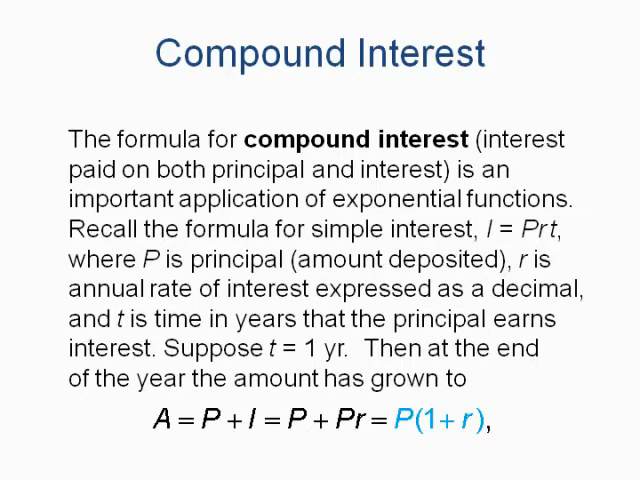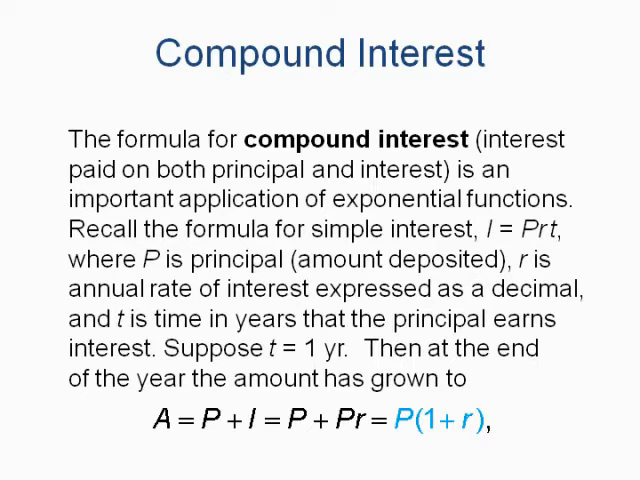Recall the formula for simple interest. If you remember in a lot of your math courses before this, I equals PRT, P times R times T, where P is the principal, the amount deposited, R is the annual rate of interest, of course expressed as a decimal. They'll change it from percentage to decimal. And T is the time in years that the principal earns interest.